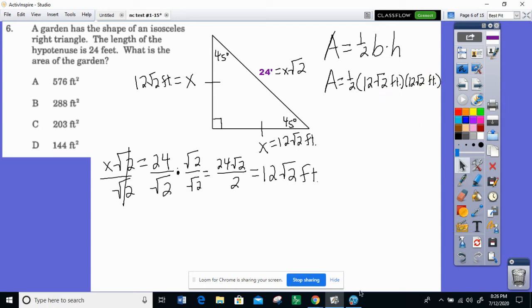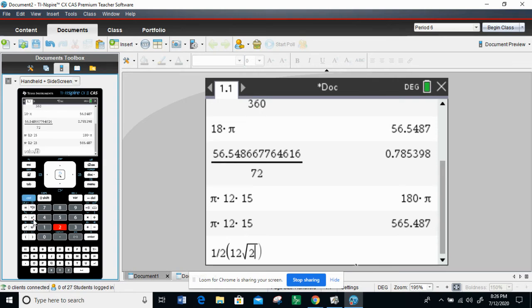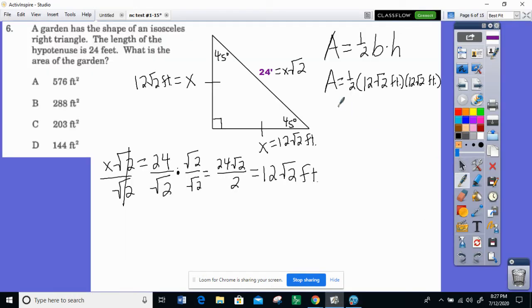So let's work out what that comes out to. 1/2 times 12 times the square root of 2 times 12 times the square root of 2. And that gives us 144 square feet. So that's going to be B.